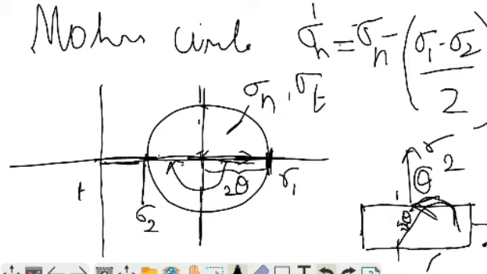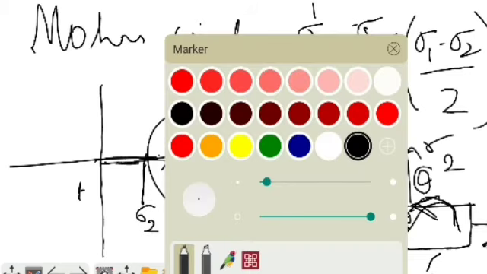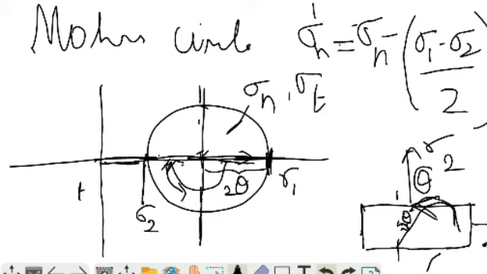Then here we have to go anti-clockwise for 2 theta, that is, from the vertical only. So from sigma 2, from sigma 2 you have to go by 2 theta, and there again you have to find the coordinates, sigma n and sigma t. This is sigma t and this is sigma n dash.